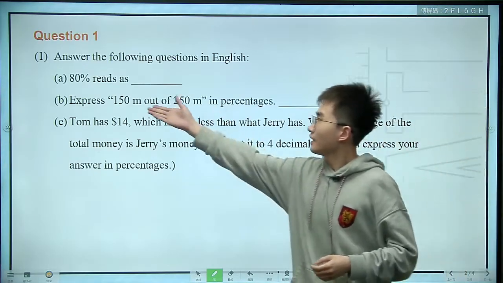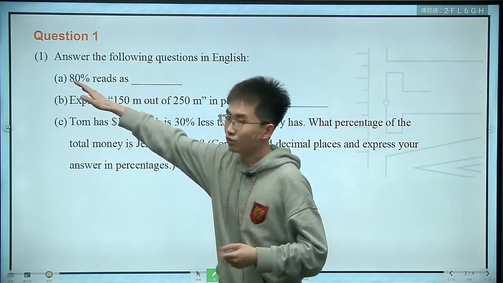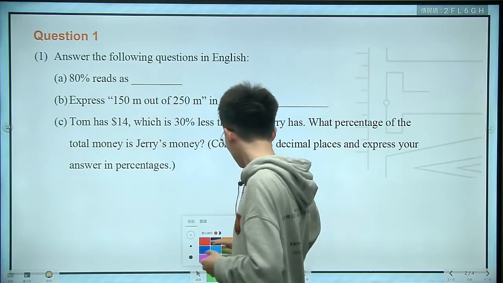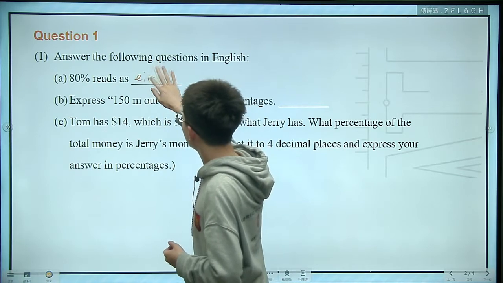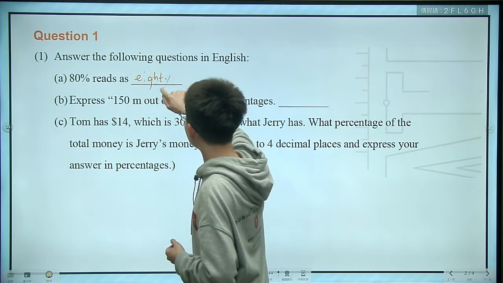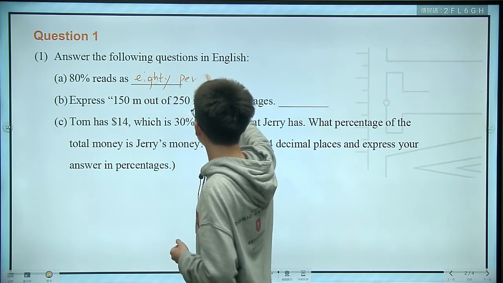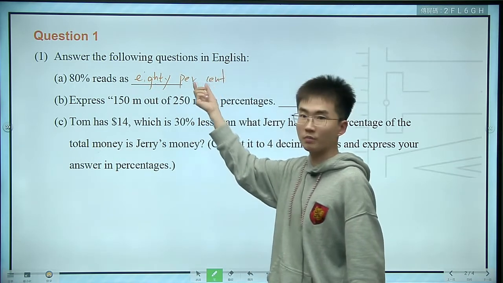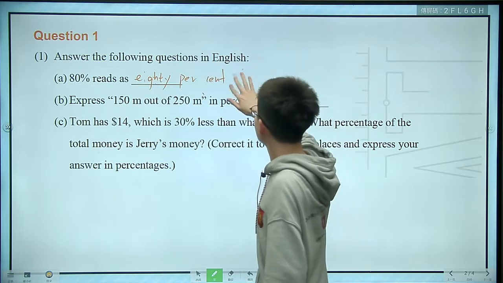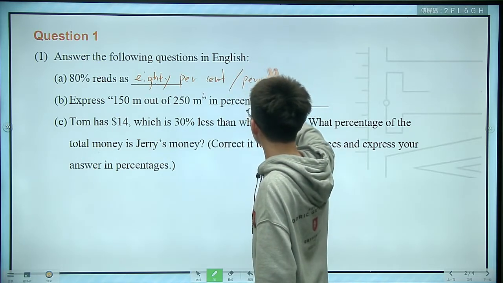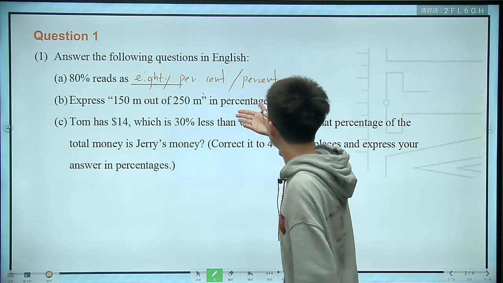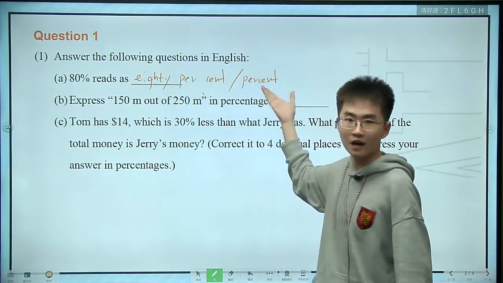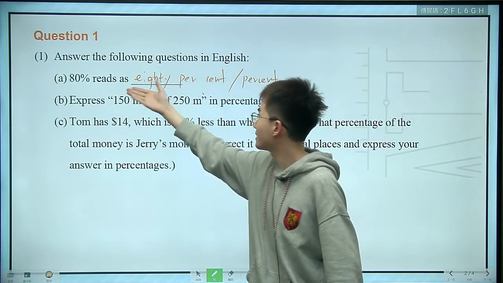So let's start with how to read it. 80% reads as 80 percent. The original way to write it is to leave a space between per and cent. But nowadays many students and even teachers will just write them together, like this. Both ways are correct. So it will be read as 80 percent.